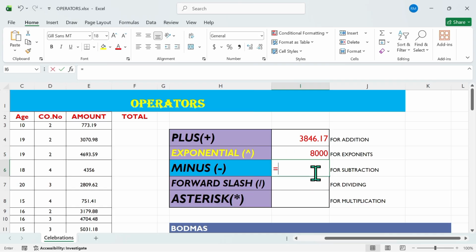Okay, let's go to the next one. We also have the minus, which you can also get at the far left corner of your keyboard.